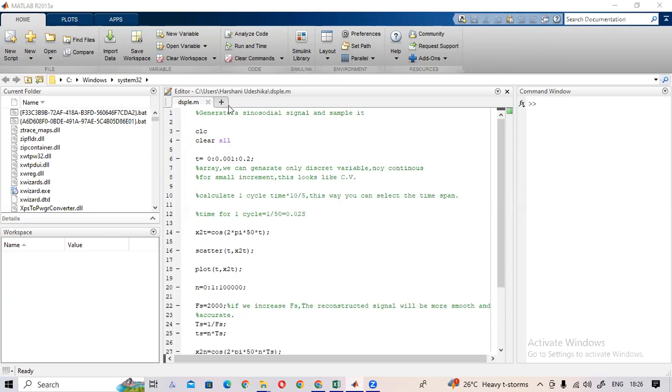Here we need to generate a sinusoidal signal first, using this MATLAB program. You know, a signal is a graph. A signal has two variables: one is an independent variable and the other one is a dependent variable. So a signal can be represented as a graph.